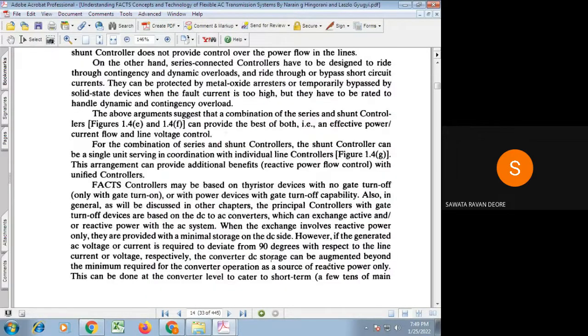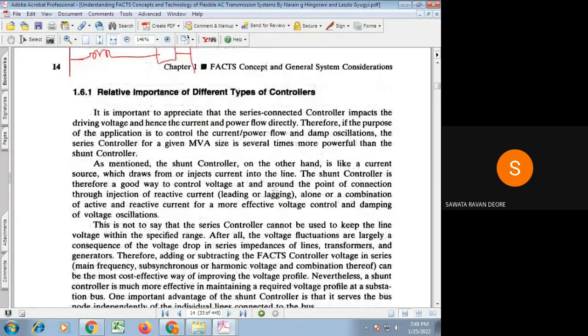So the series controller is the most effective way of controlling the current flowing through the line and the power flow through the line, as well as damping out the power oscillation.